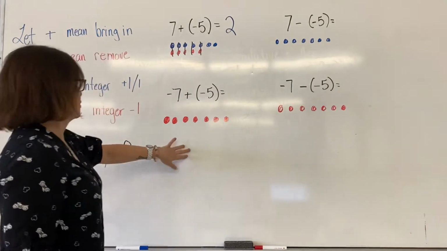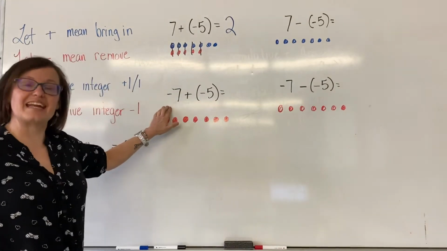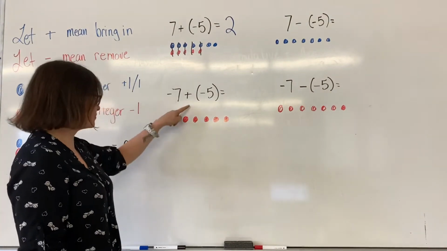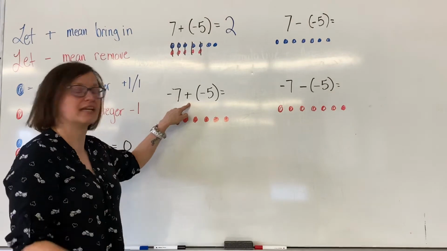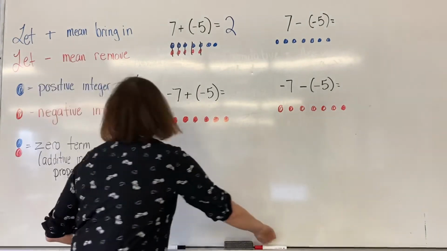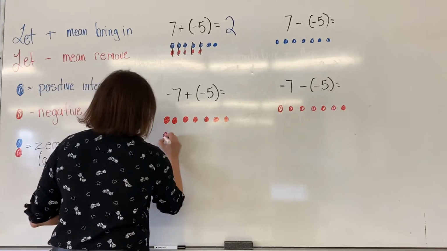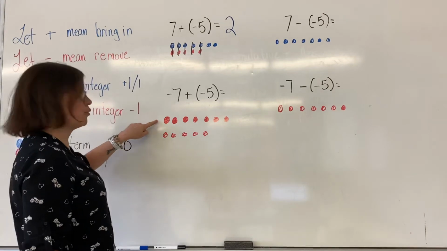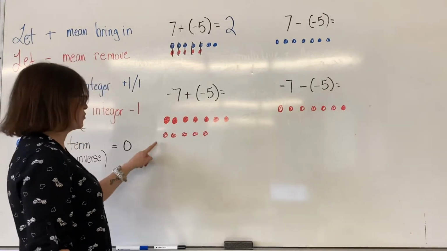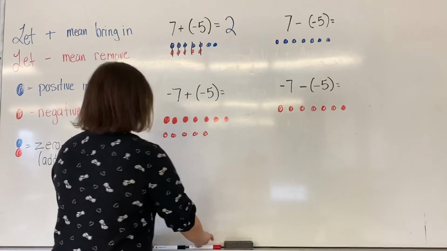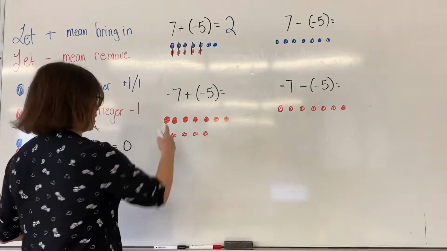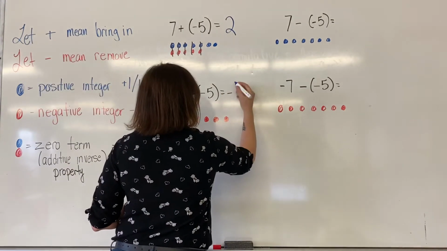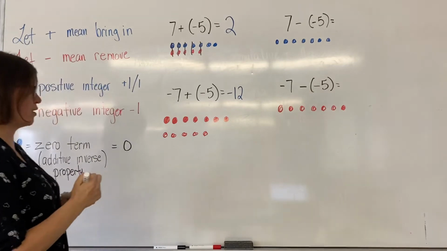Now I start with -7. I have my 7 negative integers here, and I'm going to add, or bring in, 5 negative. So I have my original 7 negatives, and I bring in 5 more. My answer becomes, I just add them up, 1, 2, 3, 4, 5, 6, 7, 8, 9, 10, 11, 12. -12. I don't know why I wrote it in blue.